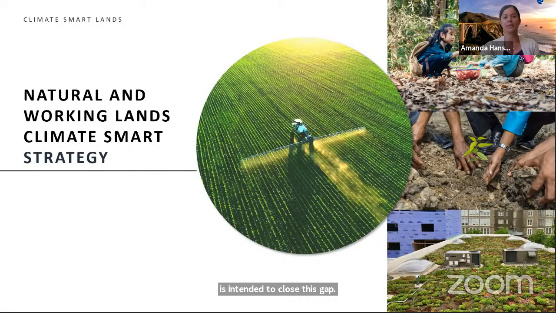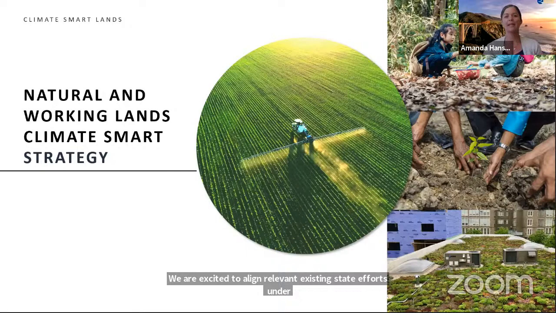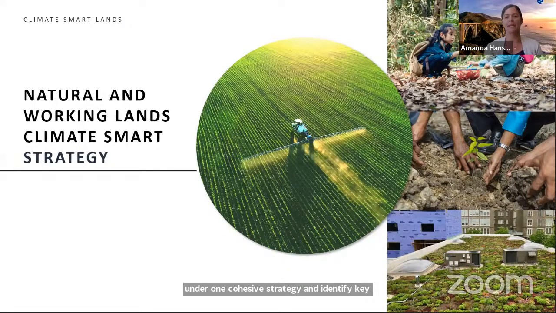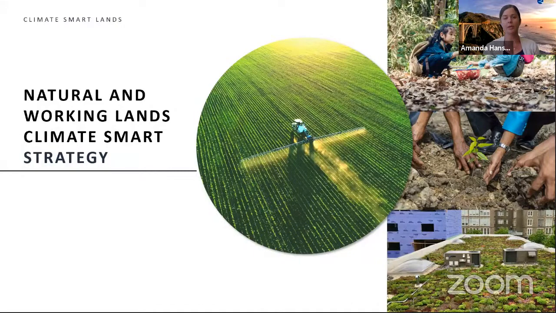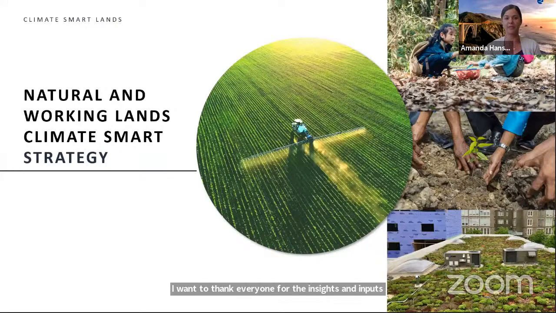We are excited to align relevant existing state efforts under one cohesive strategy and identify climate smart land management actions that help us protect vulnerable communities, achieve carbon neutrality, improve public health and safety, and expand economic opportunity. We will be releasing a draft of the Natural and Working Lands Climate Smart Strategy for public review and comment this summer so that we can finalize it in the fall. I want to thank everyone for the insights and inputs already provided to inform the development of this strategy, and I look forward to hearing more today.